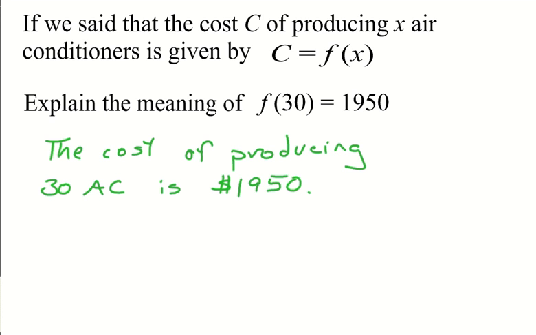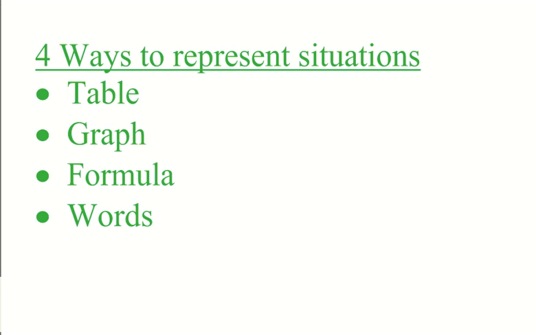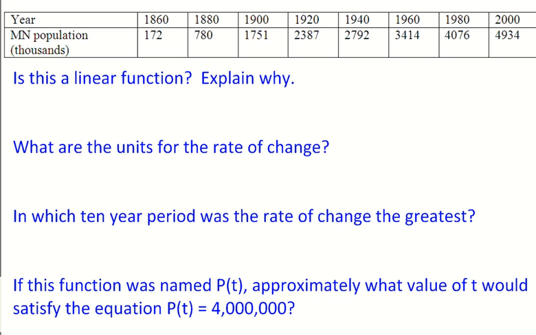Now, when we're working with functions, there are 4 ways to represent them. We can represent them with a table, graph, formula, and words. And not only do you need to be comfortable with all 4, you actually need to be able to translate between those. In this lesson, we're going to be looking at one example of each and the types of questions you might be asked. So our first example is a table, and this is the population of Minnesota every 20 years from 1860 through 2000.